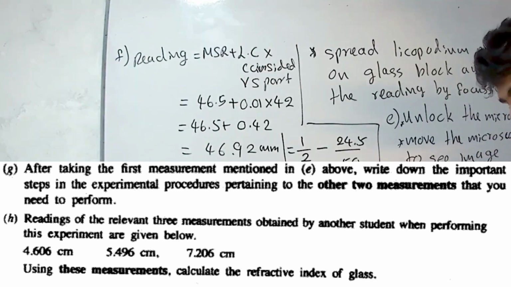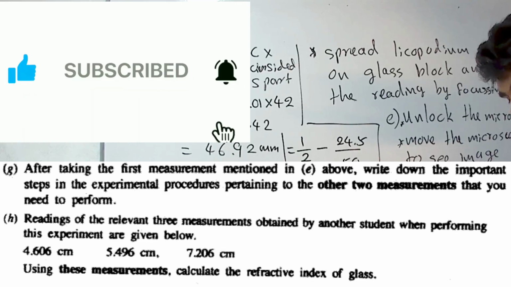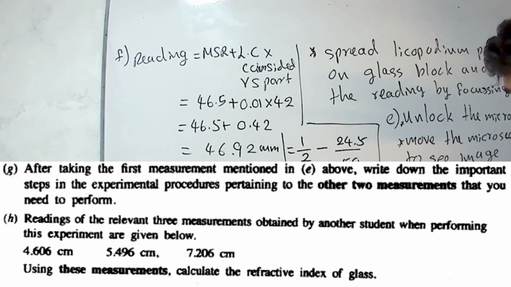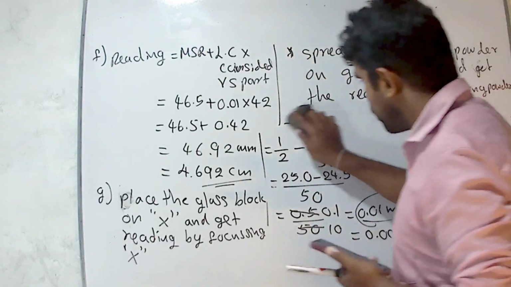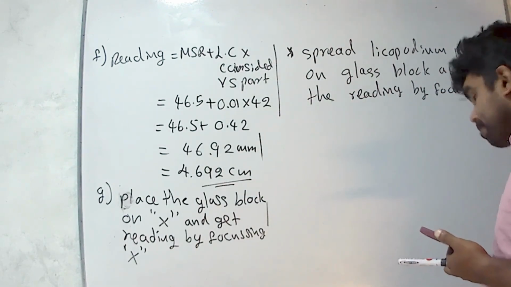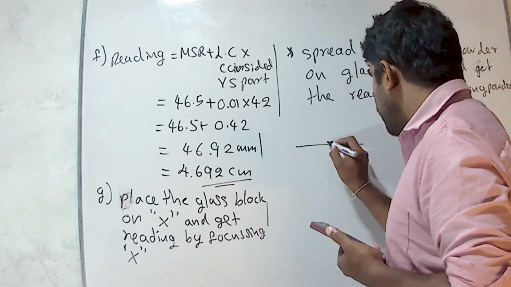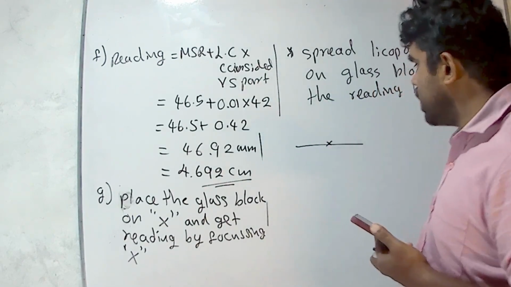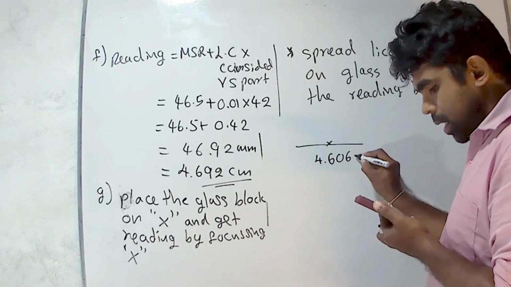Part H: readings of the relevant three measurements obtained by another student when performing this experiment are given below. Using these three measurements, calculate the refractive index of glass. Now I will explain how to get the refractive index by using three measurements. First we have focused the point on paper. This reading is 4.606 centimeters.